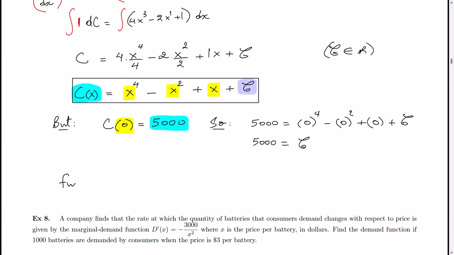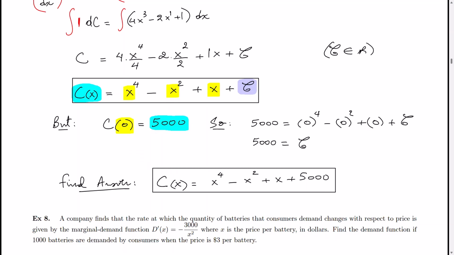So what's my final answer? If somebody said, what's the cost to make the widgets in this company? I would tell them, if you want to make x widgets, then your cost is going to be x to the power of 4 minus x squared plus x plus the $5,000 that you have to pay no matter what. So this would be my final answer for the cost function.